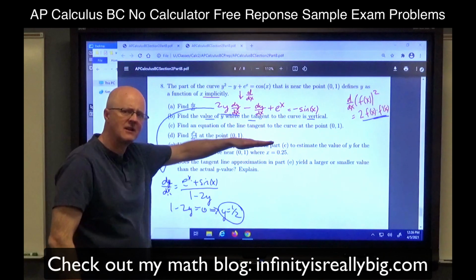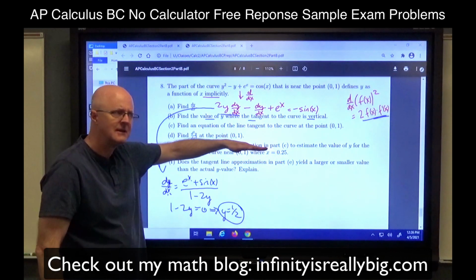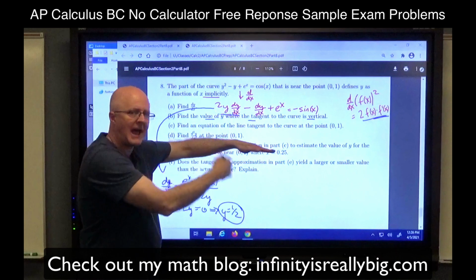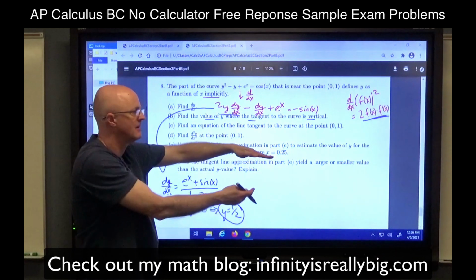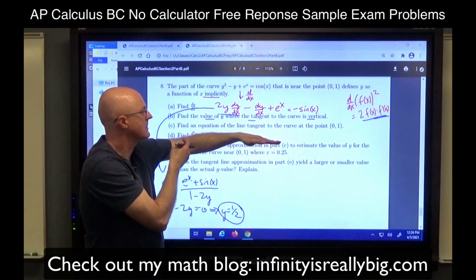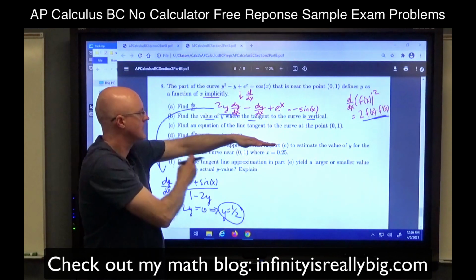So along the horizontal line at y equals 1/2, that egg shape that this graph has will have a vertical tangent. The egg, watch my hand here, looks about like this.